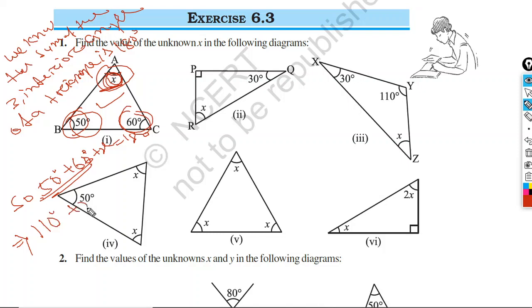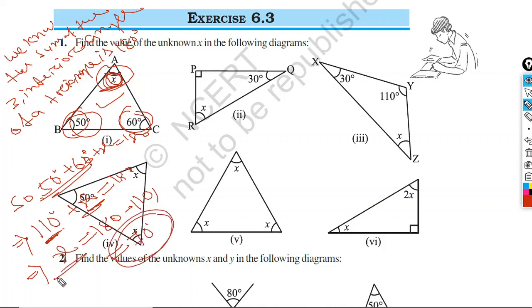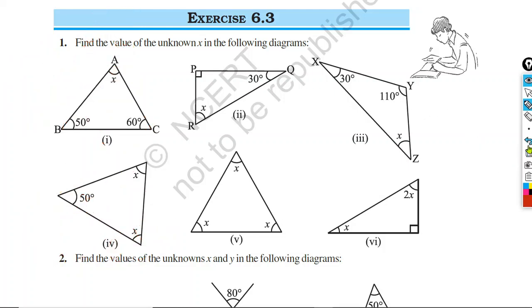110 degree plus x equal to 180 implies, now put this 110 to RHS. Here x will be here. So x will be equal to 180 minus 110, which will be equal to 70 degree. So we got the value of x. x is 70. Well, similarly we will try another one.